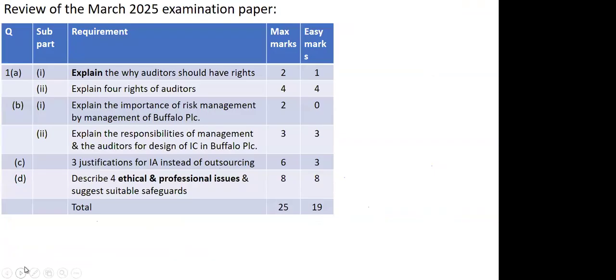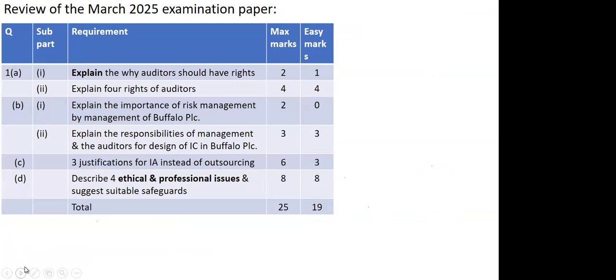Then review of the exam again, let's look at it. Let's quickly run through question 1. And what I did, I've put the maximum marks and the easy marks. And you can challenge me or challenge yourself and say, look, is this correct really? Explain why auditors should have rights. It's 2 marks. 1 mark is easy. I will not go through each one of these. You can go through at your own time.